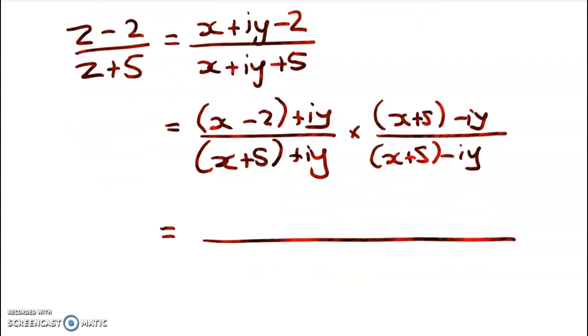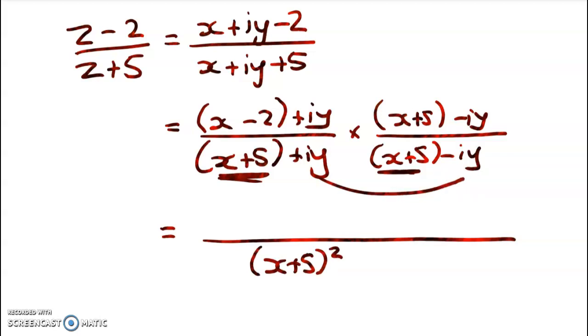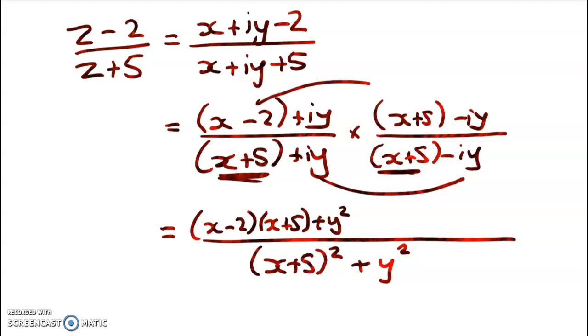And if we clean that up, let's do the denominator first. We get x plus 5 squared minus i squared y squared, because I've got a difference of two squares. So that gives me plus y squared. And in the numerator, we get x minus 2 times x plus 5 minus y squared i squared, so that's plus y squared, so that's those ones done and those ones done.